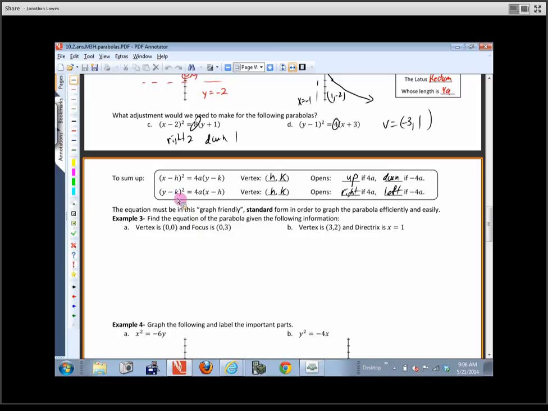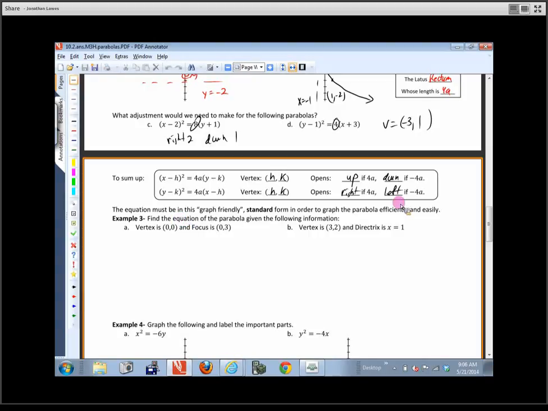You want to make sure that you grab the number with the x, that's h, so it's right here on this one, right here on this one. Grab the number with the y, it's over here on this one and over here on that one. That's the vertex. If it's positive and x is squared, it opens up. If it's negative and x is squared, it opens down. If it's positive and y is squared, it opens to the right. And if it's negative and y is squared, then it opens to the left.